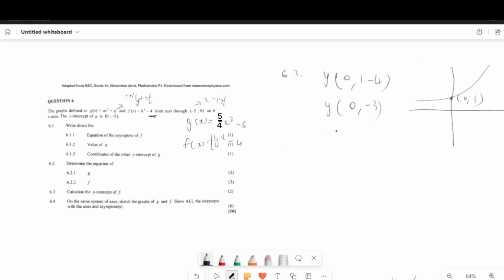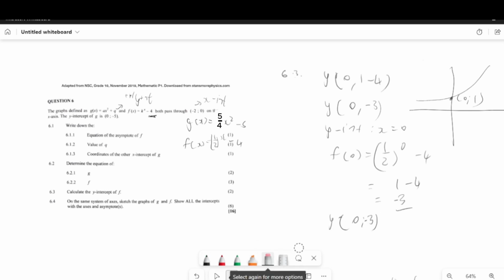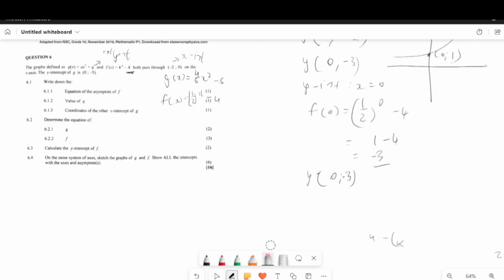Or alternatively, what I could do is I could say that the y-intercept is a point where x is equal to 0. So therefore f of 0 is equal to half to the power of 0 minus 4. Any number raised to the power of 0 is 1, and so therefore I get the value of minus 3. So therefore the y-intercept should be 0 and minus 3. Minus 3, right? On the same set of axes, sketch the graph of g and f, showing all the intercepts and the asymptote.